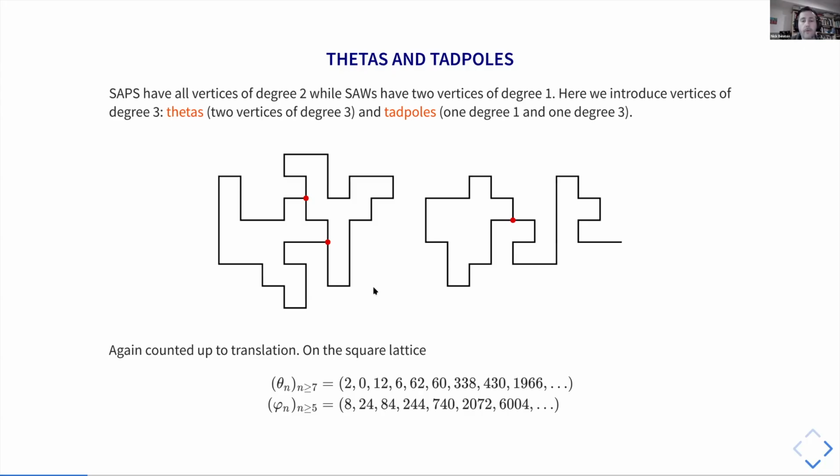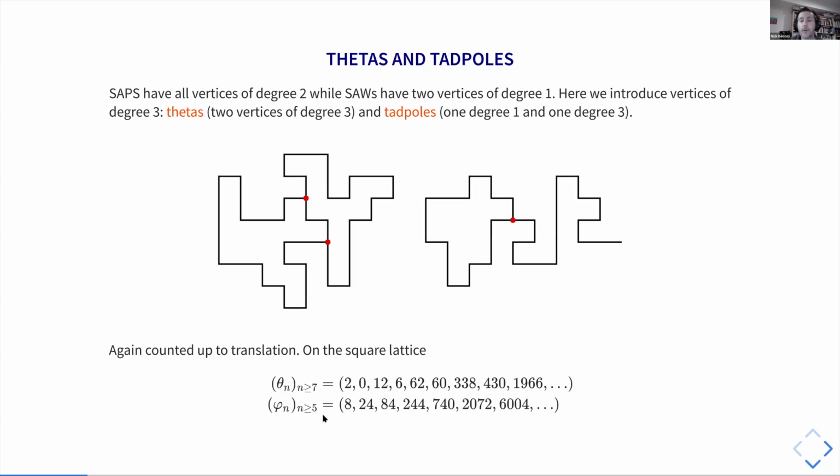Okay, so we can count the number of these things as well. We again count them up to translation, just like walks and polygons. On the square lattice, the shortest theta graph has size 7. If we count the number of these things, there are 2 of size 7, there are none of size 8, there are 12 of size 9. And then the sequence is actually not monotone, at least at first. It goes up and down and up and down for a little bit, and then it eventually becomes monotone.